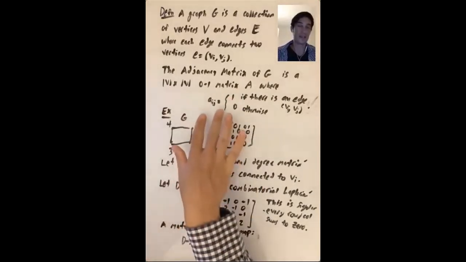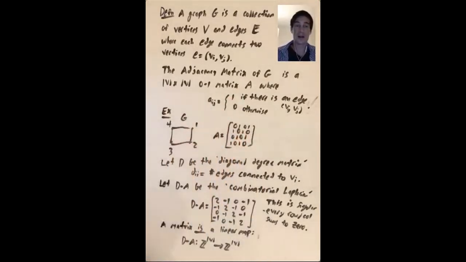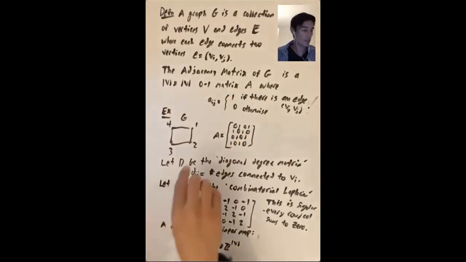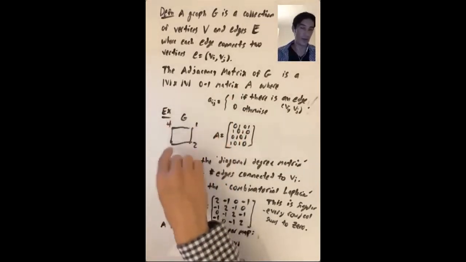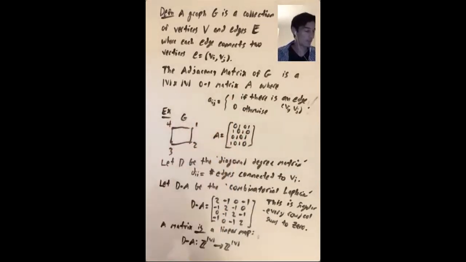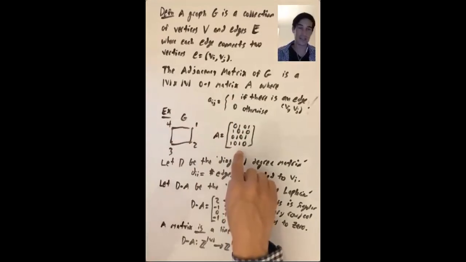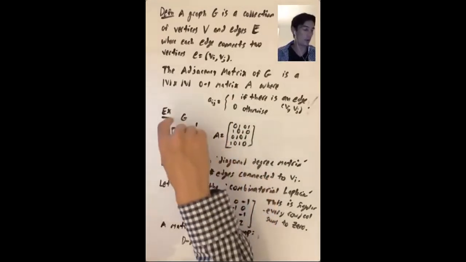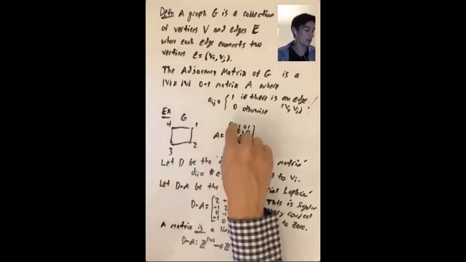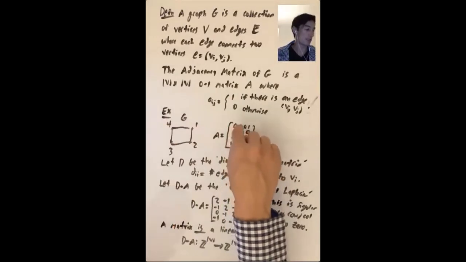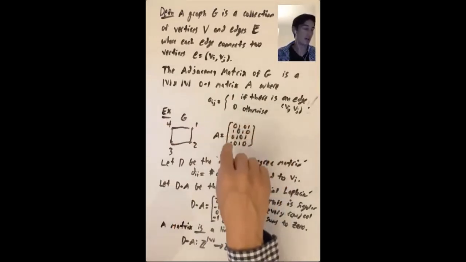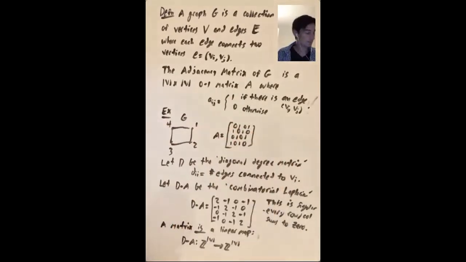So this is a symmetric matrix that has zeros all along the diagonal. So here's an example. Just take a square, a cycle of size 4. The adjacency matrix looks like this. 1 is connected to 2 and 4, but not 3. So in the first row, you have 0, 1, 0, 1. Same thing for the first column. You can fill in the rest.